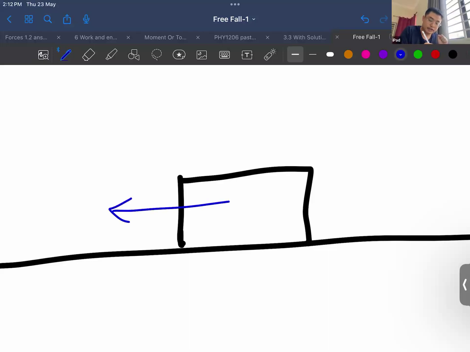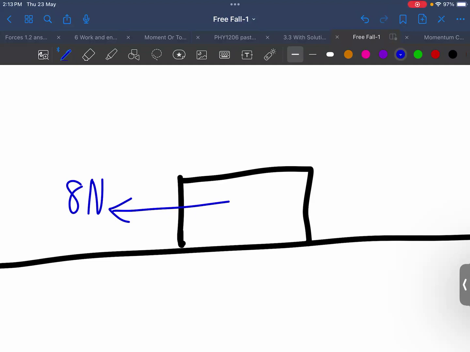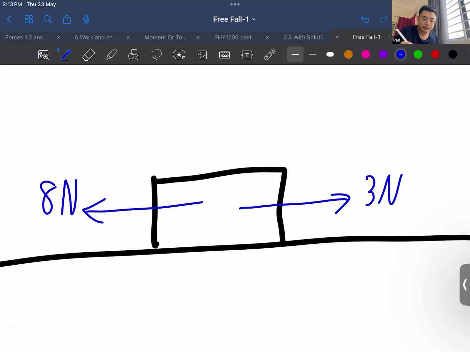There's a force pulling you to the left. Let's say 8 Newton. Oh, by the way, did you know that the unit of force is Newton? Okay. And then there's a force to the right. Let's say this is 3 Newton. So imagine you are a box. Someone is pulling you to the left at 8 Newton and someone else is pulling you to the right at 3 Newton. So can you tell me what is your net force, please?